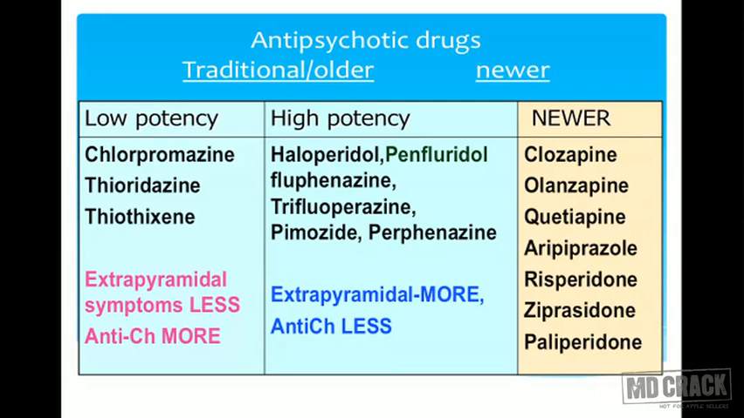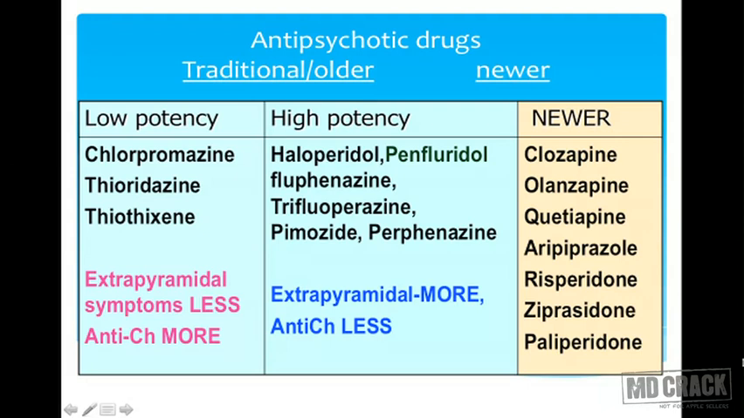Let's go on to discuss briefly the management, the drug treatment of schizophrenia. The drugs used against psychosis or schizophrenia are called antipsychotic drugs. If you look at the table, it shows traditional or older agents, and the last column on the right side shows the newer agents. Traditional or older agents may be low potency or high potency agents. Have a look at the slide. The low potency agents have fewer extrapyramidal symptoms as adverse effects, and the anticholinergic adverse effects are more, whereas the high potency agents have more extrapyramidal symptoms and fewer anticholinergic adverse effects.